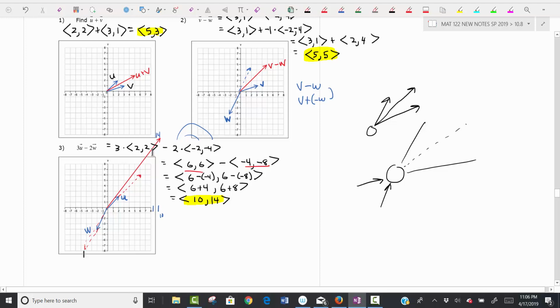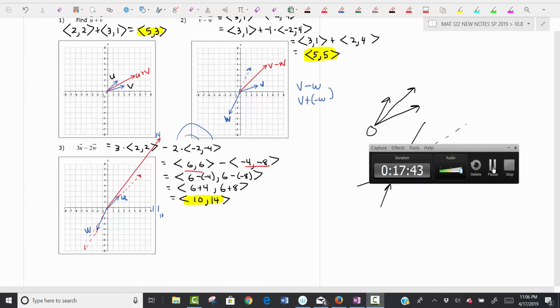Those problems are real simple to do. Graphing, again, I wanted you to do that to make the geometric connections of what it means to add and subtract vectors. So that'll close that off in a real short video.